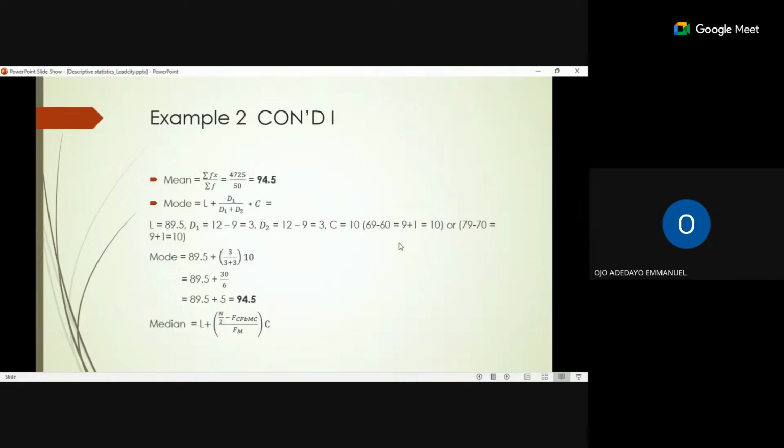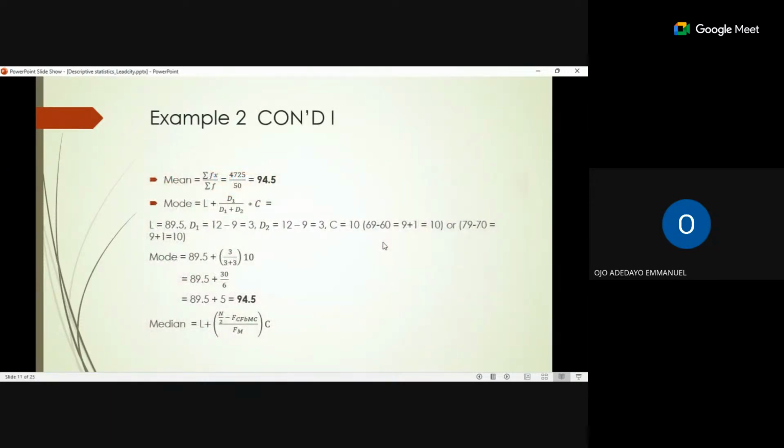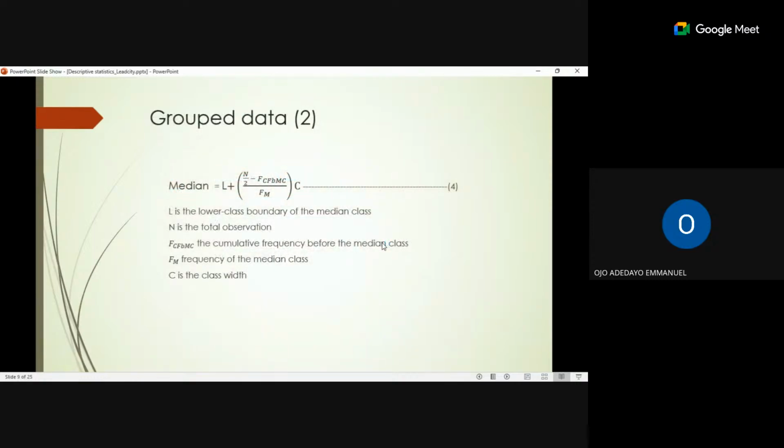Okay. Now, remember that we are now moving to mode. We are moving down to mode now. Can you hear me, please? Someone should confirm that so that we can move on. Yes, we can hear you. Oh, good. So let's continue.